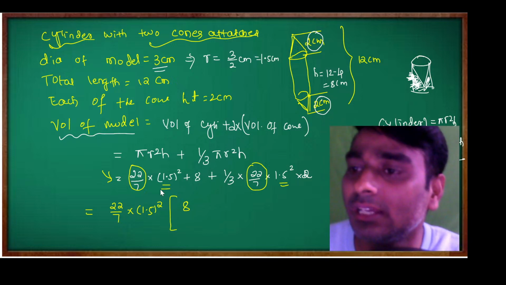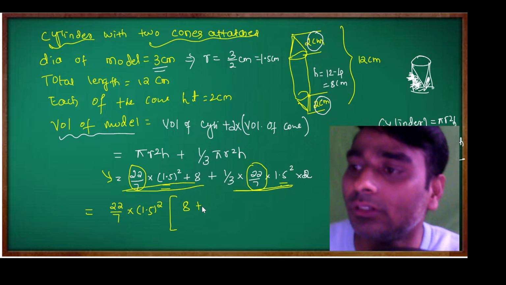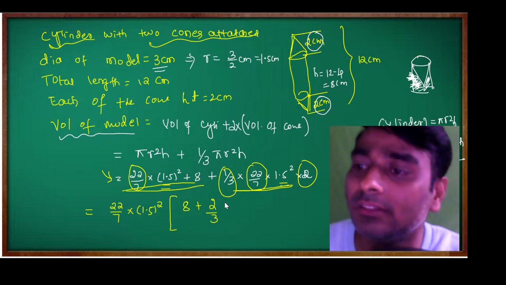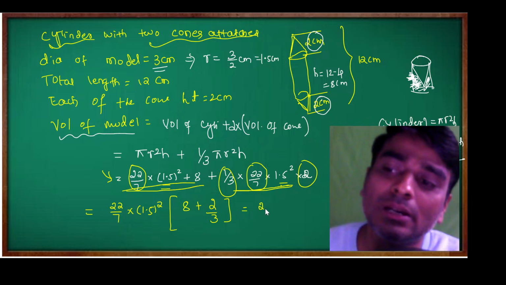8 will remain here from the first set, and from the second set you will remain with here 2, 2, and here 1 by 3. So you will remain with 2 by 3. Very simple, right? So now your work will become easy.